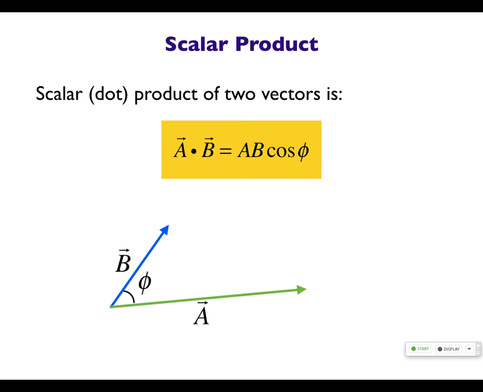So you have B cosine phi, and that would be parallel to A, and then you can multiply them together because they're parallel, okay? So you're looking for a dot product. It measures the parallelness of two vectors, all right? That's the sort of physics-y definition of it.